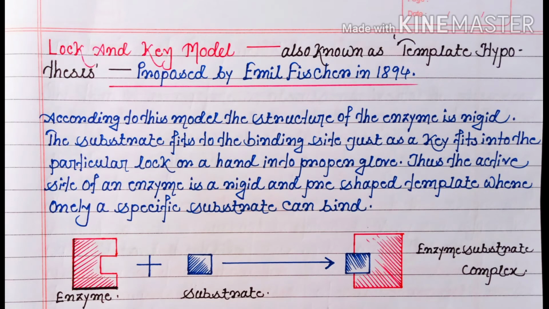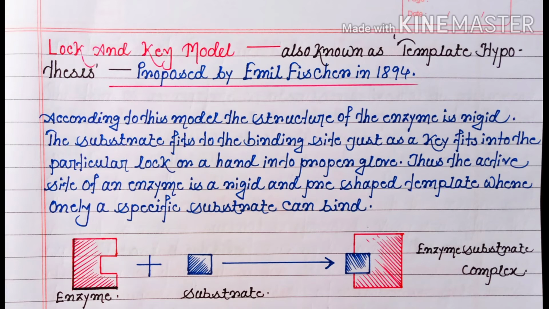There are two different kinds of models regarding the action mechanism of enzymes. First one is the lock and key model and second one is the induced fit model. So now let's talk about the lock and key model. This is also known as the template hypothesis, which was proposed in 1894. According to this model, the structure of the enzyme is rigid.